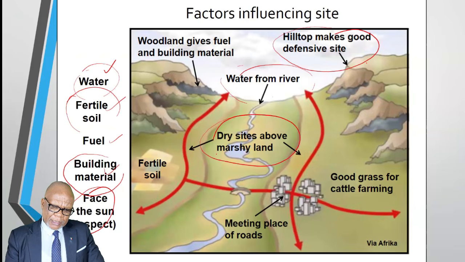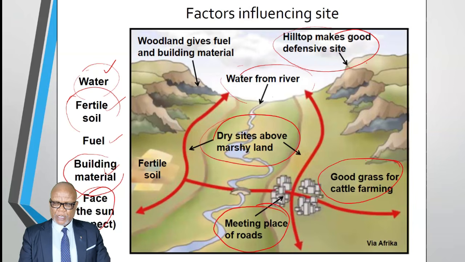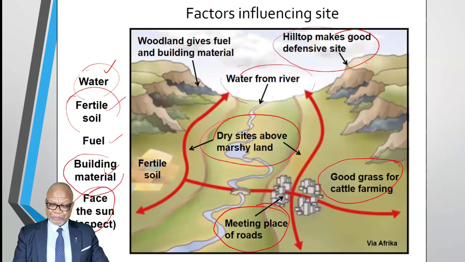And then you can see again the flat land that people are choosing here where they can use it for farming. And then there is a place for meeting. There's good grass for a number of things. Number one can be for cattle farming. Number two, it can also be for building material as well.